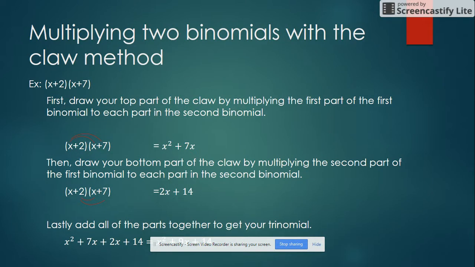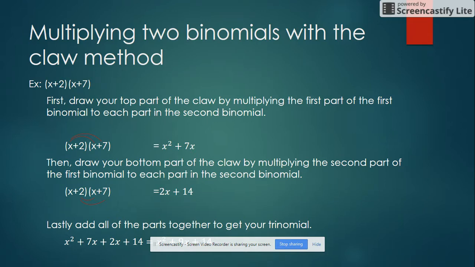The claw method, which is foiling. We start by multiplying the first part of our first binomial to each part of our second binomial, which is x times x equals x squared, while x times 7 equals 7x. Then we want to draw the bottom part of our claw by multiplying the second part of the first binomial to each part in the second binomial. 2 times x equals 2x, while 2 times 7 equals 14.